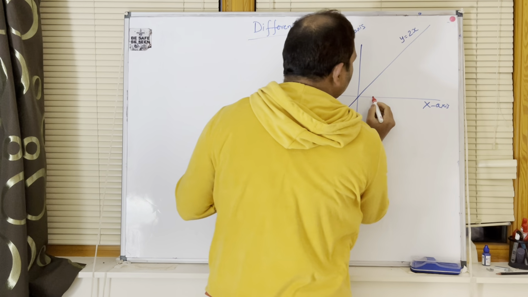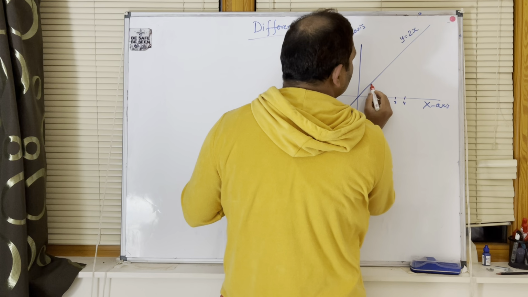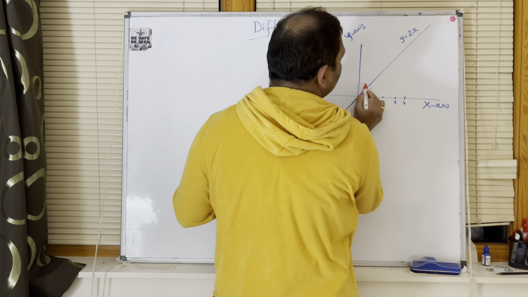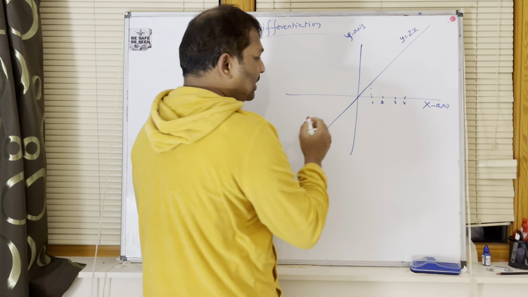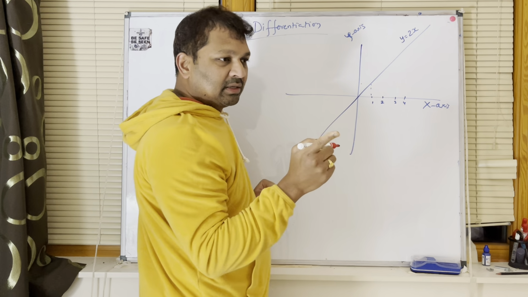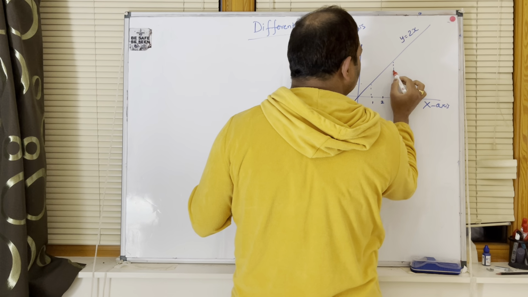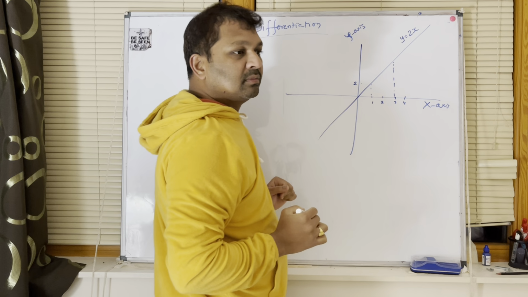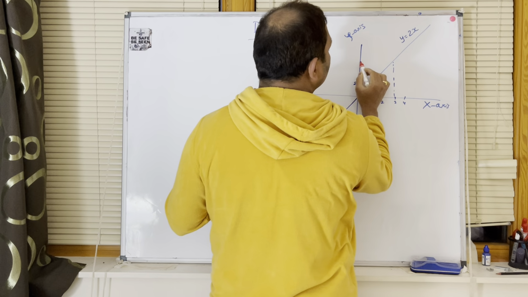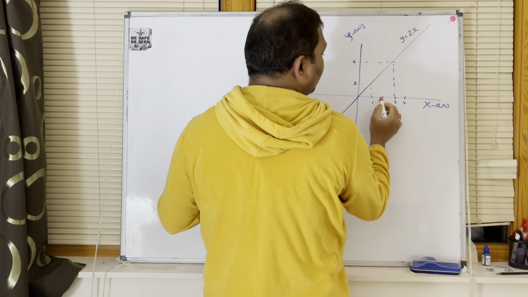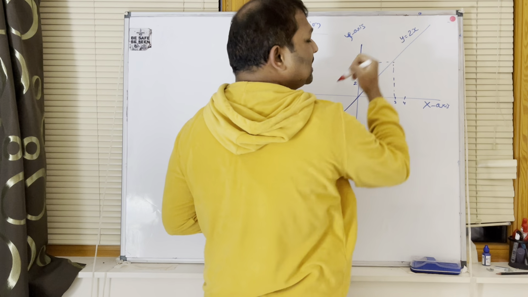Okay, so let's take some points. 1 here, 2 here, 3 here, 4 here. What will be the corresponding y if x is 1? 2. If x is 3, what will be the corresponding y? 6. If it is 2, what will be the corresponding y? 4, because it is obeying this equation.